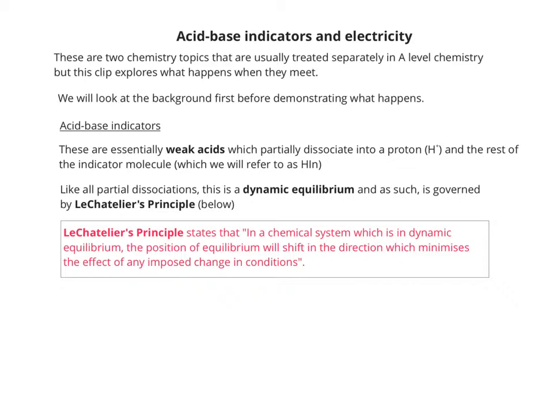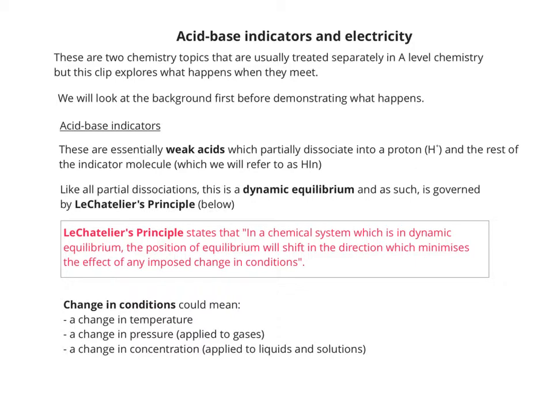In any partial dissociation, it behaves like a dynamic equilibrium, and as such we say in chemistry that it's governed by Le Chatelier's principle, which is introduced at GCSE and then developed further at A-level and beyond. In essence this says that in a chemical equilibrium, which is in the process of dynamic equilibrium, the position of equilibrium will shift in the direction which minimizes the effect of any imposed change in conditions.